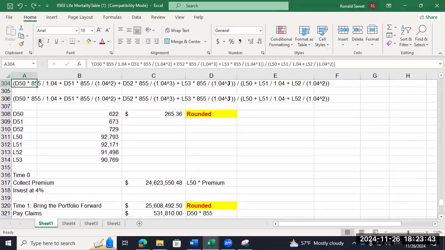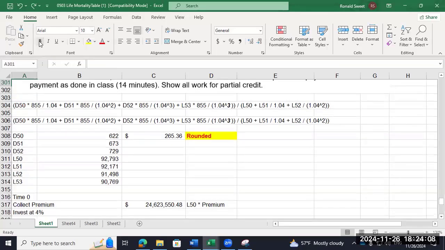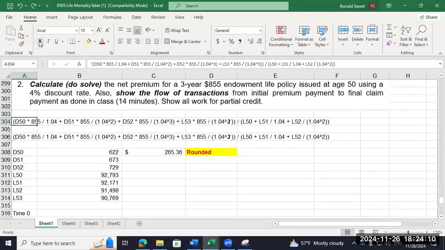You probably have to rework this one at home to get some practice, but you can see if it's a 3-year policy, you have 3 Ds. You just have to know if it's endowment, add the L. The denominator looks exactly the same. It's 3 Ls. You raise the Ds to 1, 2, 3. You raise the Ls to 0, 1, and 2. It's the same formula over and over again. You just have to decide how many Ls and Ds you have. All right.